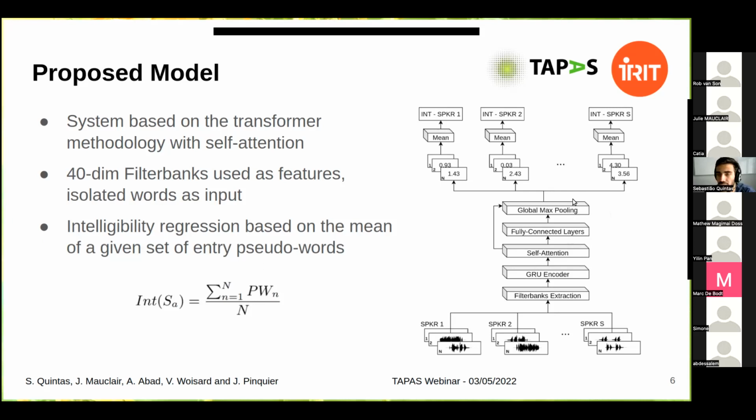And then at the end, for each one of the input files, we obtain a score that corresponds to the intelligibility score of that same audio file, that in this case corresponds to a pseudo-word. Later on, if we want to obtain the intelligibility of a given speaker, we perform the mean of all of the scores obtained for each word, and then we therefore obtain the intelligibility score for each speaker.